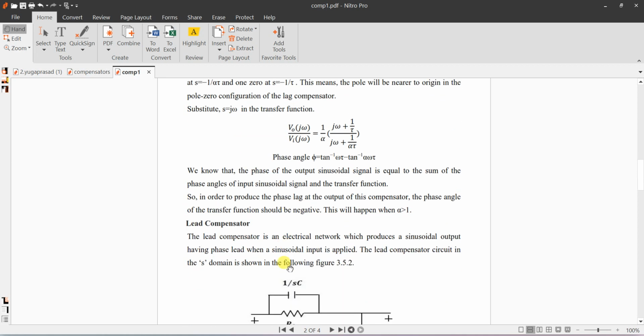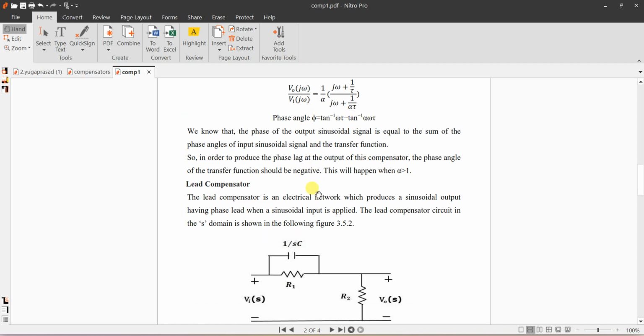We know that the phase of the output sinusoidal signal is equal to the sum of the phase angle of the input sinusoidal signal and the transfer function. This is the formula for the phase angle: phi is equal to tan inverse of omega tau minus tan inverse of alpha omega tau. In order to produce phase lag at the output of this compensator, the phase angle of the transfer function should be negative, and this is possible only when alpha is greater than 1.